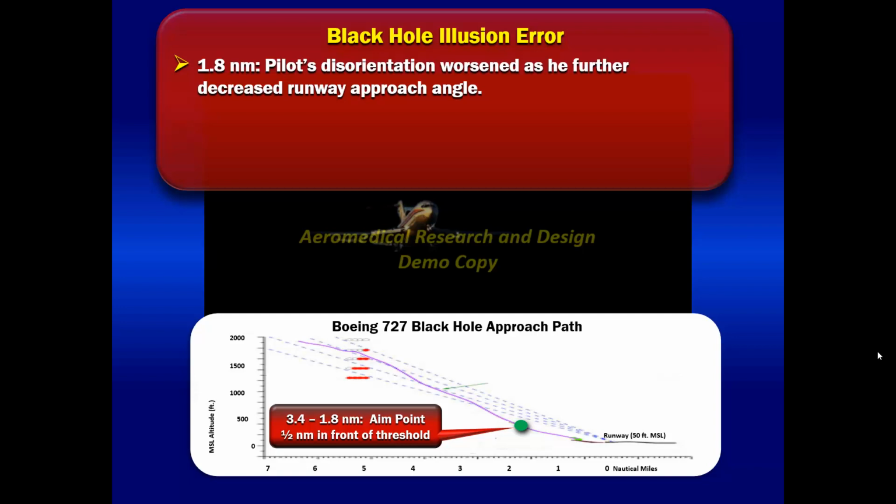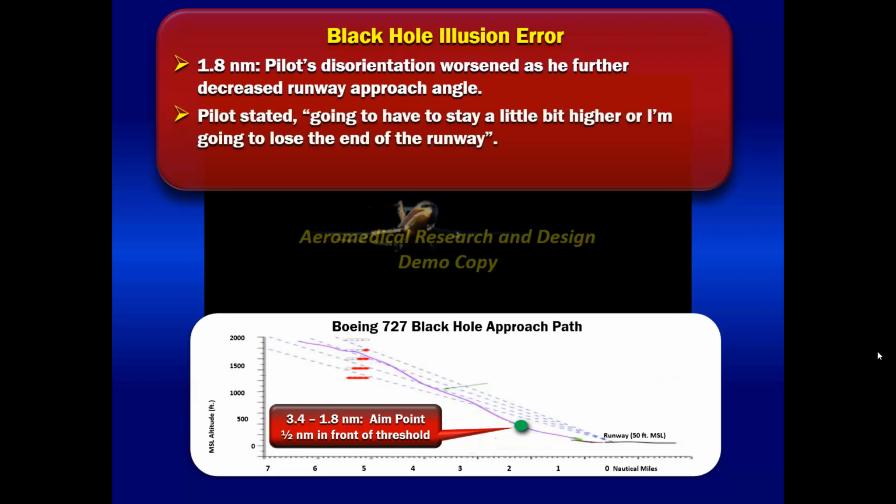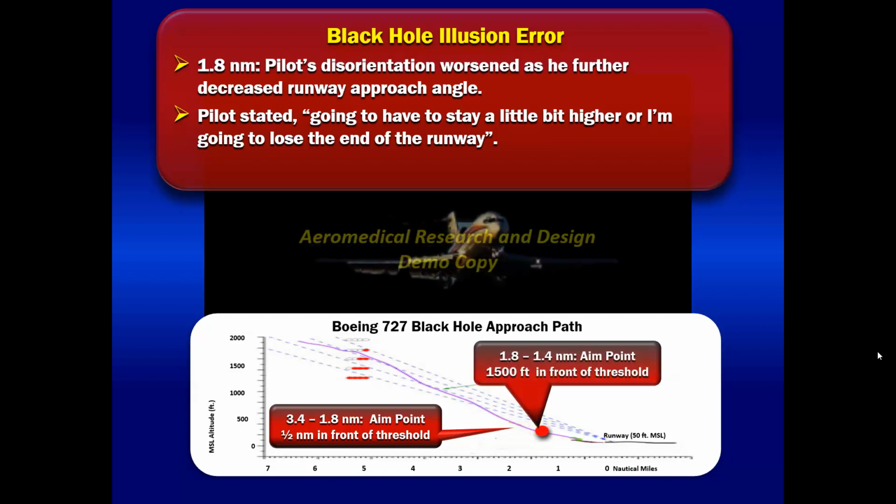At this point, the first officer suddenly recognized his below glide slope error and stated to the captain, who was flying as co-pilot, "I'm going to have to stay a little bit higher or I'm going to lose the end of the runway." As the runway distance decreased further from 1.8 to 1.4 nautical miles, the first officer attempted to correct their flight path error by adding more power. He raised the aircraft nose in an attempt to shift his aim point forward toward the runway.